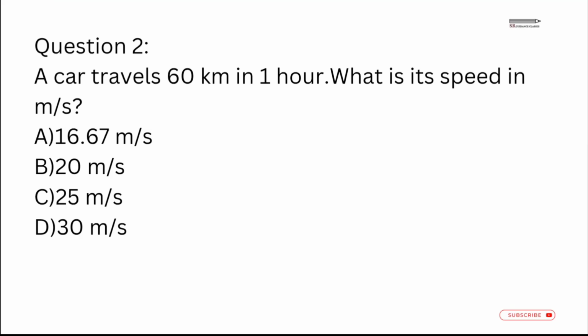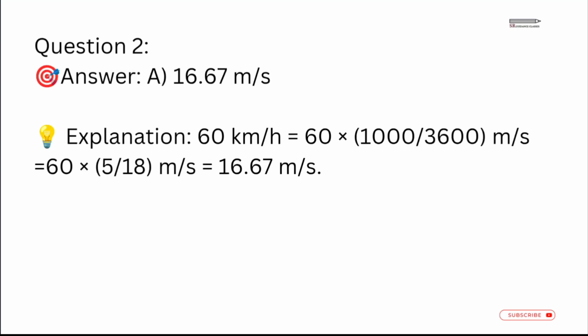A car travels 60 km in 1 hour. What is its speed in meter per second? The answer is option A, 16.67 meter per second.